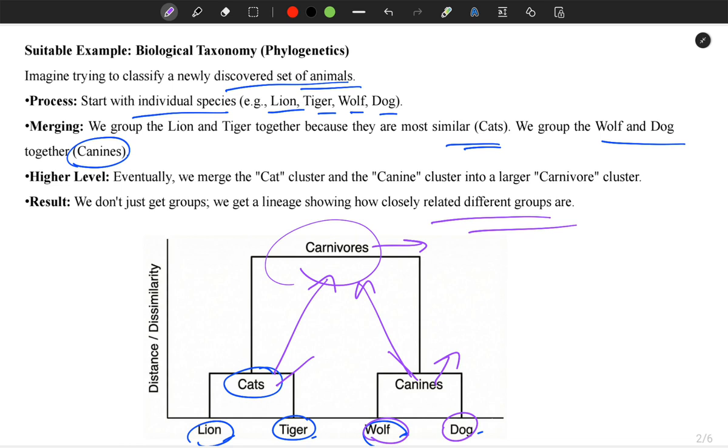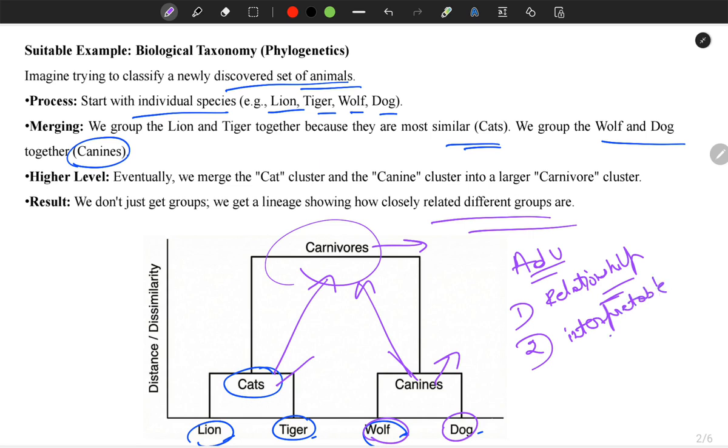Basically, the advantages of hierarchical clustering: mainly two advantages. As you can see, in hierarchical clustering the relationship is highlighted between the different objects at a finer level. And the second advantage is that the results are easily interpretable. One can easily interpret from the results what kind of relationship we have between the different data objects.